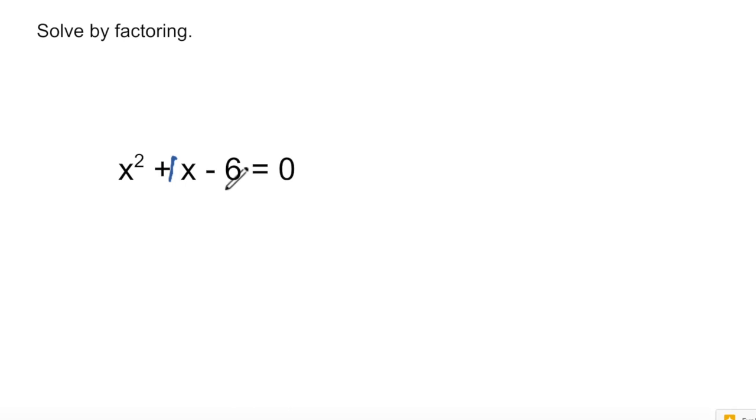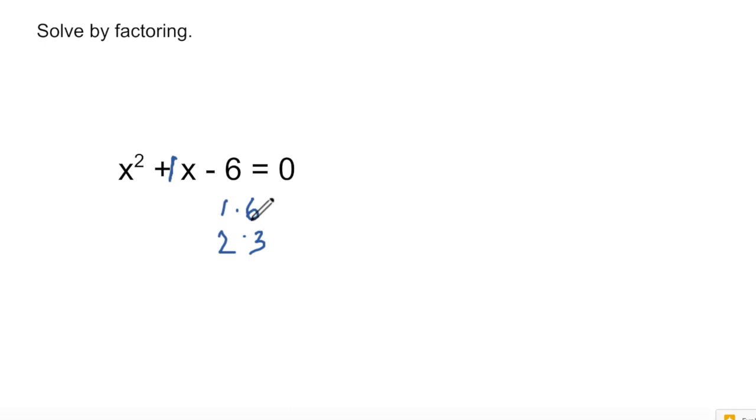So let's see. When we're looking for factors of 6, well, 1 times 6 equals 6. 2 times 3 equals 6. And are there any other ones? No, that's it. Those are all the factor pairs for 6. However, because of this negative sign here, one of the numbers has to be positive and one of them has to be negative, right? When we multiply a positive and a negative together, we get a negative. So we need one to be positive and one to be negative. And somehow they need to add up to a positive 1.